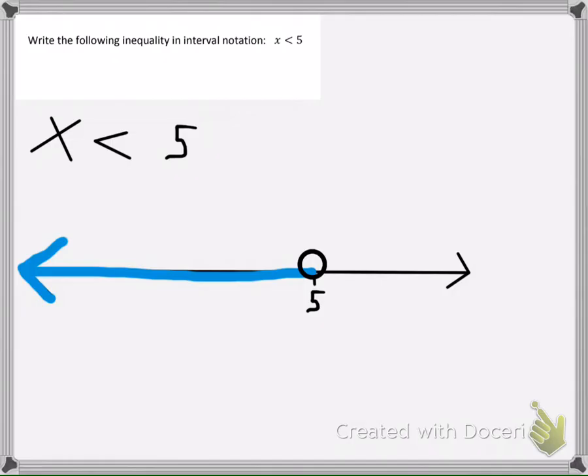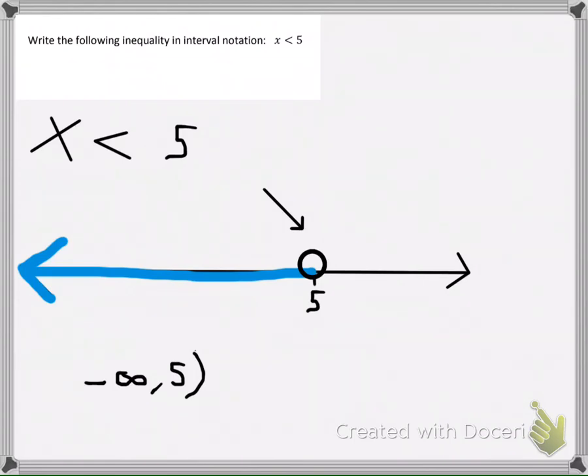Now that I know that, let me describe the starting point of our interval. Well, our interval doesn't really have a starting point because everything to the left of 5 works. How we represent it, if we can just keep going to the left forever, is negative infinity. And then the point where we end is going to be the 5. The number on the right that ends the interval is 5. I already know that 5 is not included because there's a hole there.